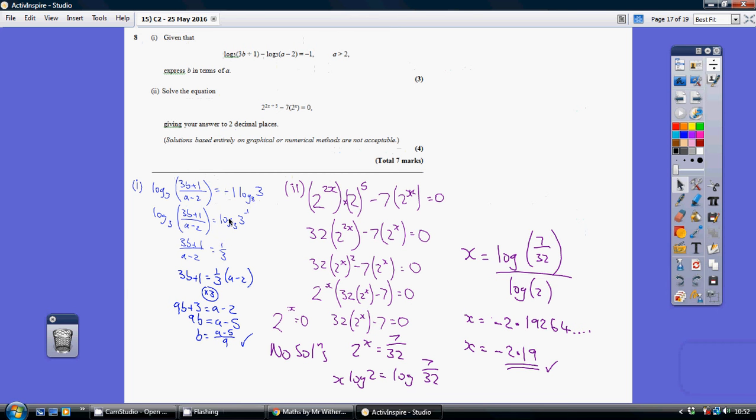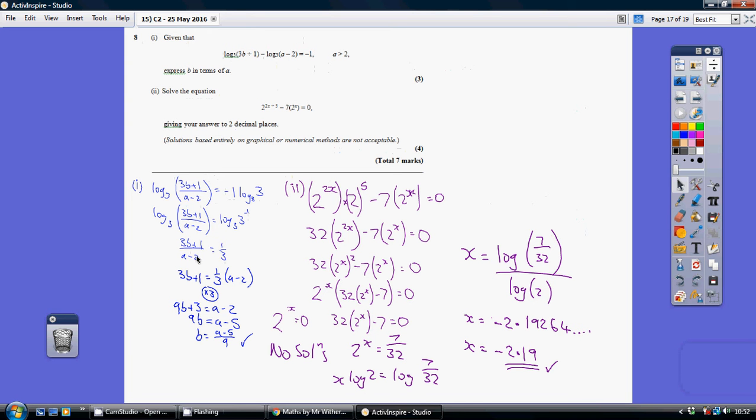Now that then allows us on the right hand side, using the power law, to take the minus 1 upstairs if you like. So we've got log to the base 3, 3 to the minus 1. So we've now really achieved our goal. We've got log to the base 3 of something equaling log to the base 3 of something. So equating coefficients, we can then just say that 3b plus 1 all over a minus 2 equals 3 to the minus 1, which is a third.